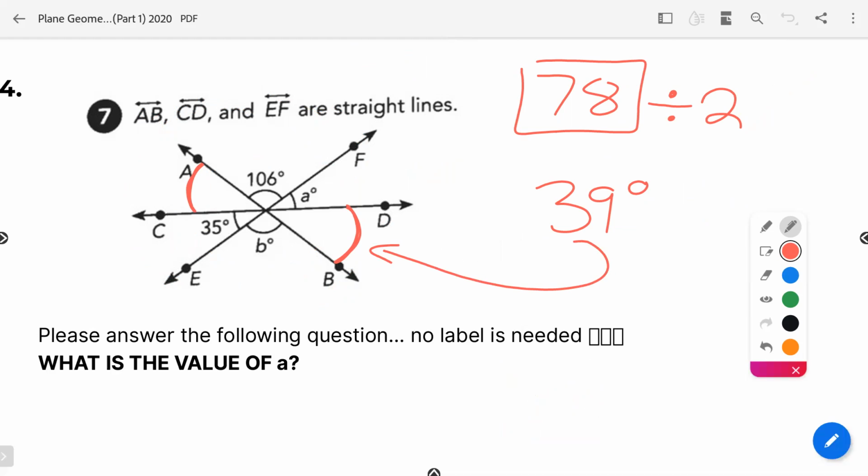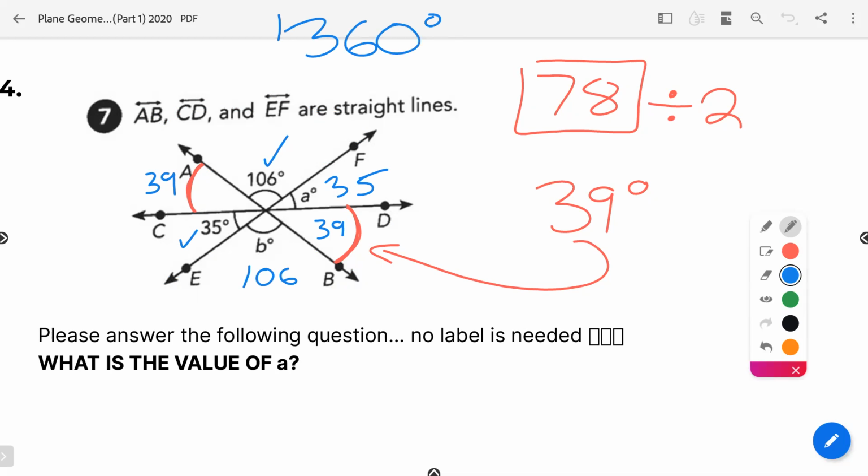And then you can easily go around here and check your work. Remember, when you go around and add them up, if this guy's 106 and this guy's 35 and this guy's 39 and this guy's 106 and this guy's 35, and then last but not least, this guy's 39, when I add these all up, they need to add up to 360 degrees. And if they do, you're in business. That means you're exactly, positively right. And if they don't add up to 360, check your math again. Make sure you didn't make a math mistake, or try to go after and tackle your error.